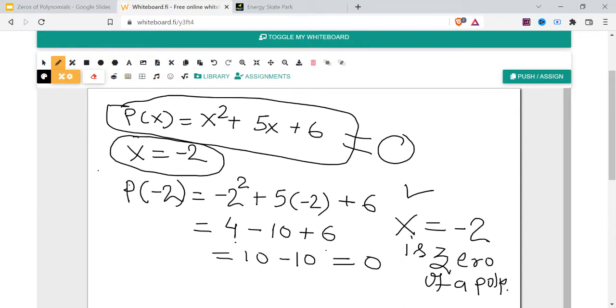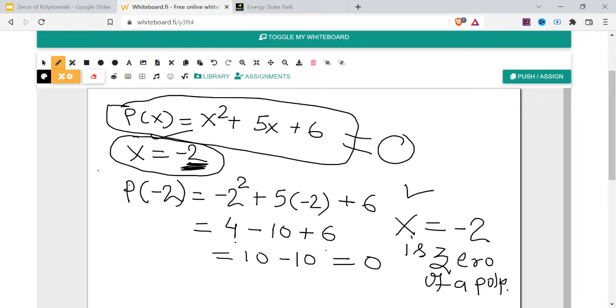Simple. Got it or not? So zeros of a polynomial are those values of x which make the polynomial equal to 0. If they do not, they are not the zeros of the polynomial. As simple as it is.